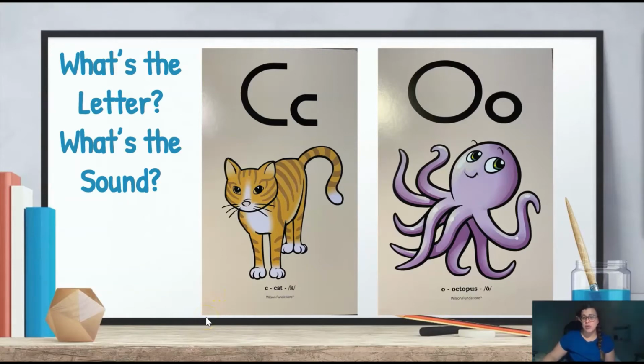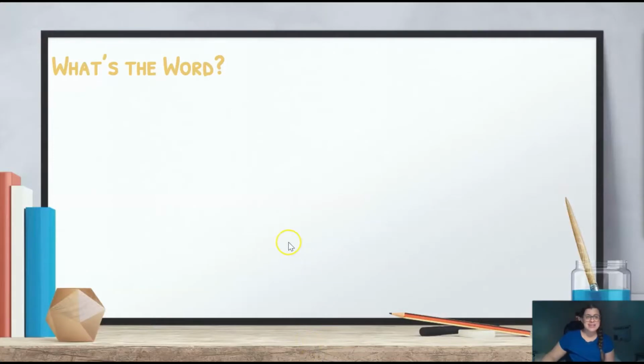These are the letters that we have learned this week. Your teacher is going to pause the video and review these two letters. All right, repeat after me. C, cat, k. O, octopus, ah. Great. All right.